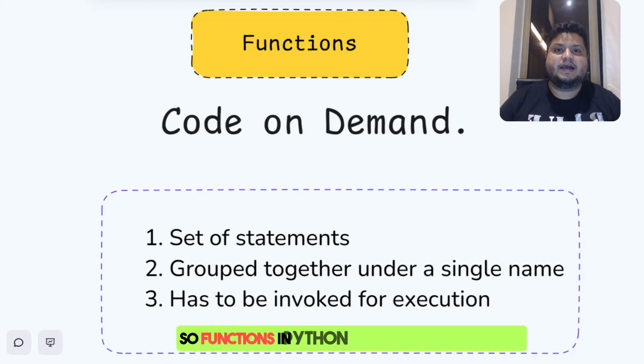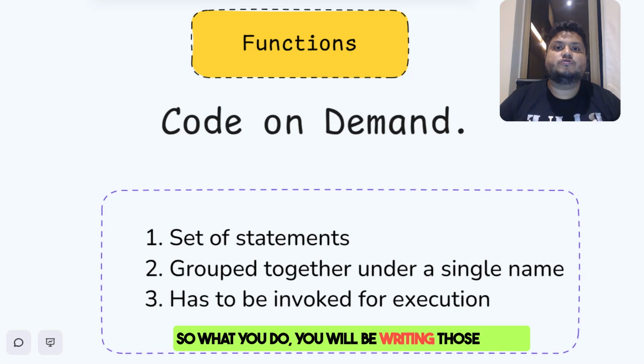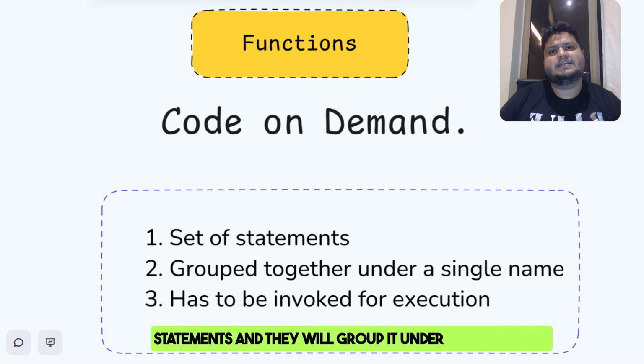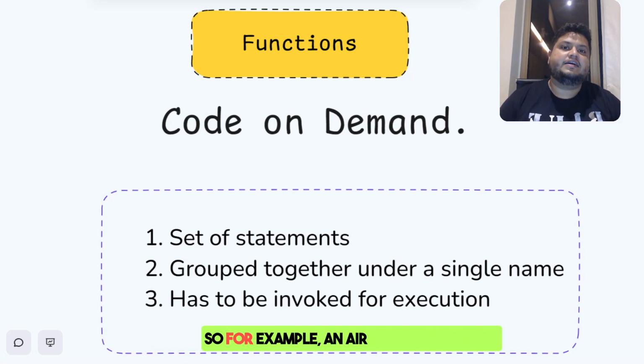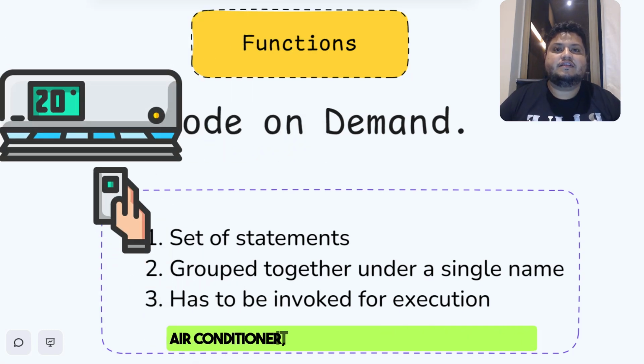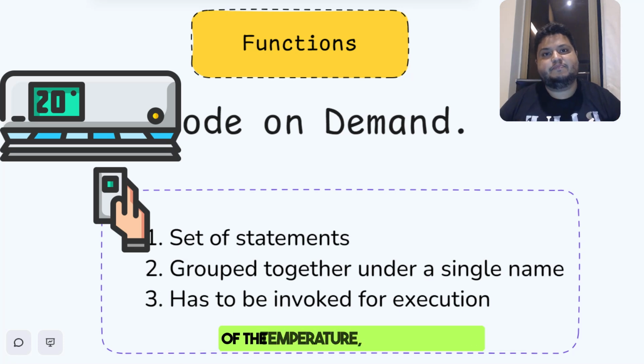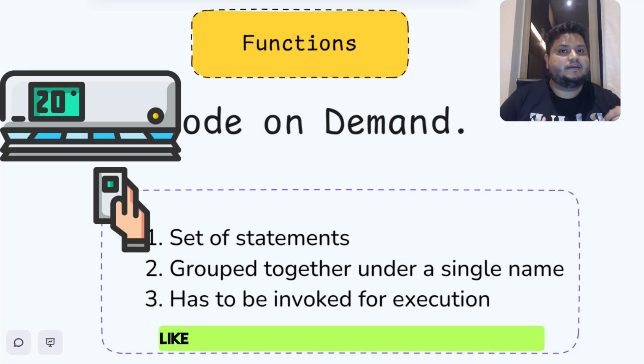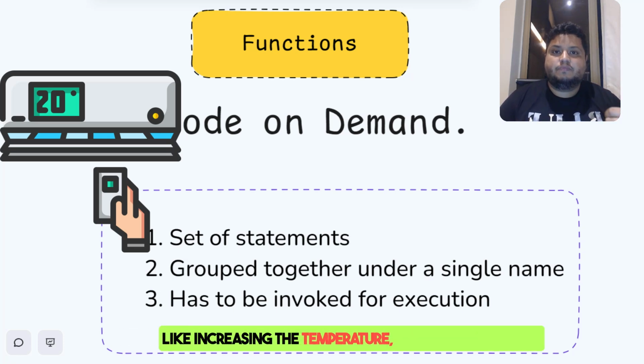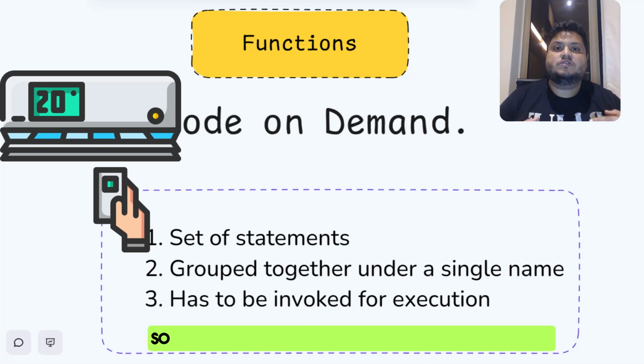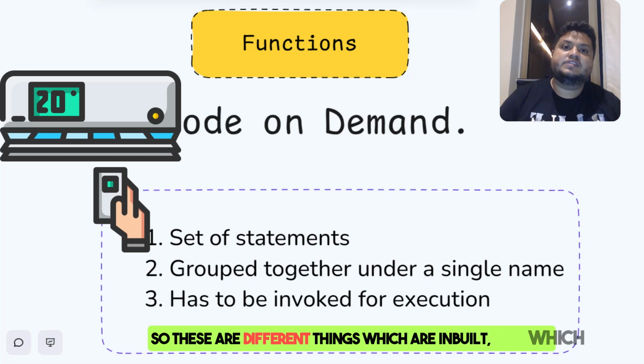So functions in Python are the building blocks. Consider you create a project that contains a lot of different things. What you do is write a set of statements and group them under a single name. For example, an air conditioner. Now an air conditioner has multiple features: lowering the temperature, increasing the temperature, shutdown, starting. These are different things which are inbuilt.